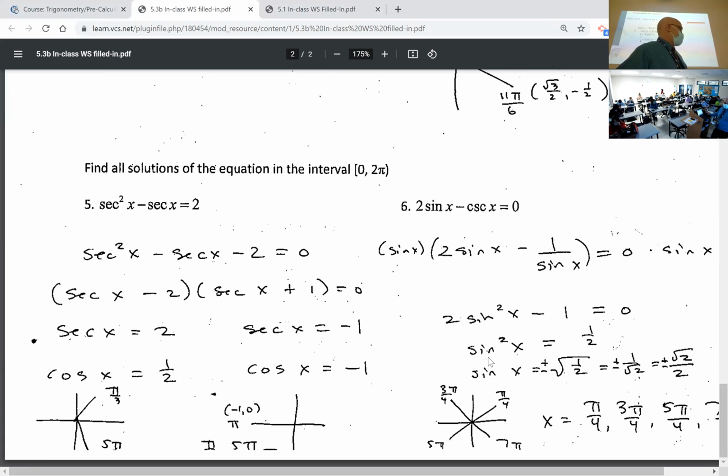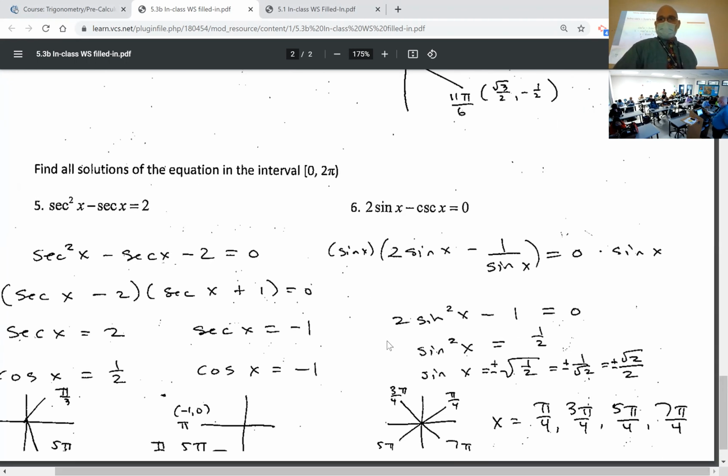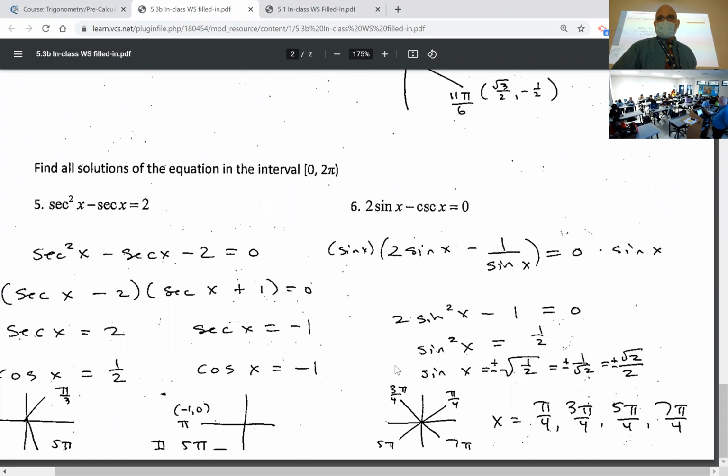So, doing a little bit of math, sine squared x equals 1/2. Sine of x is equal to plus or minus the square root of 1/2, which is plus or minus root 2 over 2. In the interval 0 to 2 pi, where is sine equal to root 2 over 2 or negative root 2 over 2? Pi over 4, 3 pi over 4, 5 pi over 4, 7 pi over 4. So 4 answers for that one. There's 3 answers for number 5.